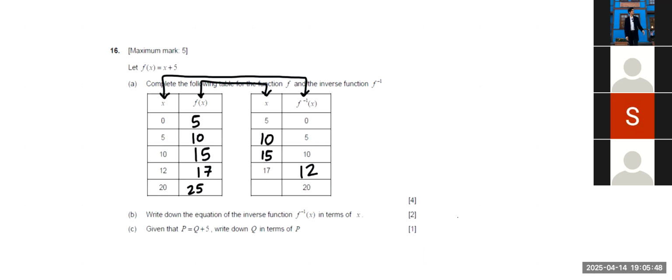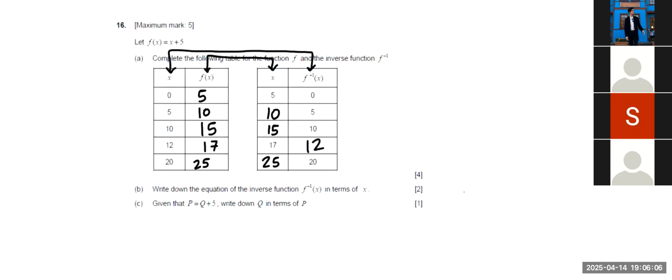So now what is going to be here? Jessica, what do you think? 25. 25 exactly. Because when the output of the inverse is 20, that essentially means the input of the main function is 20. So the output of the function and the input of the inverse will correspond. Write down the equation of the inverse. Let's do that.